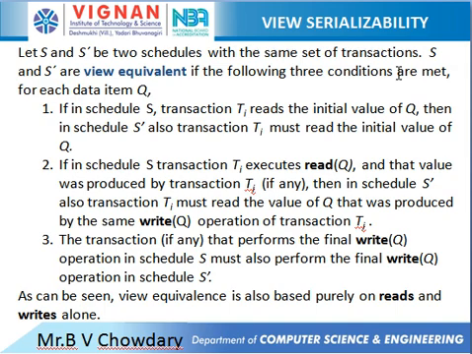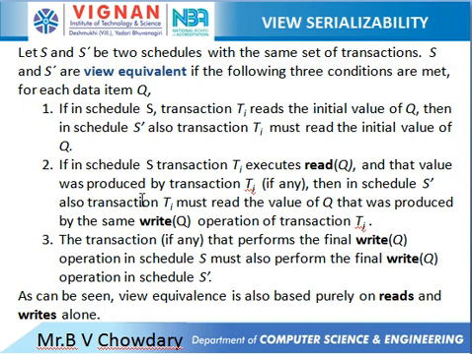S and S dash are view equivalent if the following three conditions are met for each data item Q. The first condition is, if in schedule S transaction Ti reads the initial value of Q, then in S dash also Ti must read the initial value of Q. So if Tj is reading the initial value of Q in S, then in S dash also Tj must read the initial value of Q. Whatever happens in S, the same should happen in S dash also.